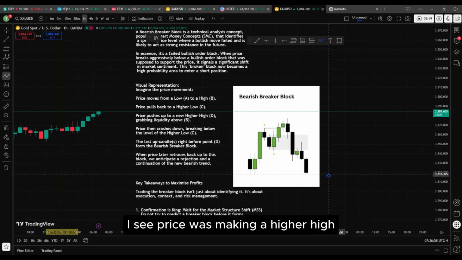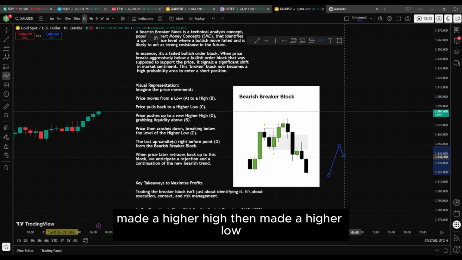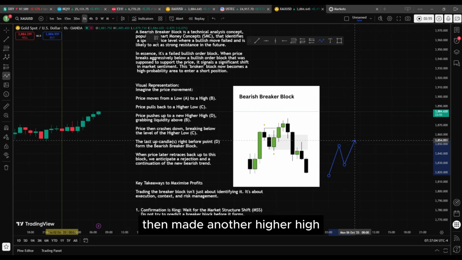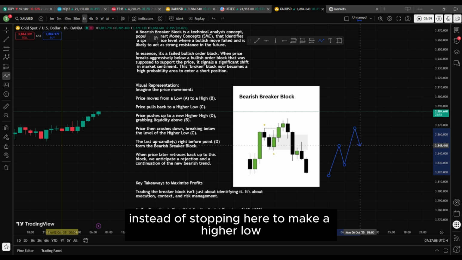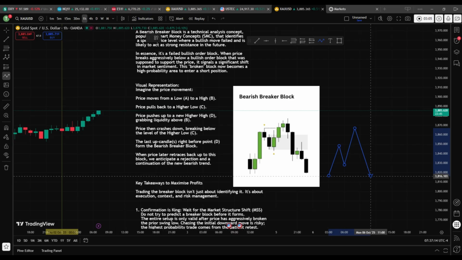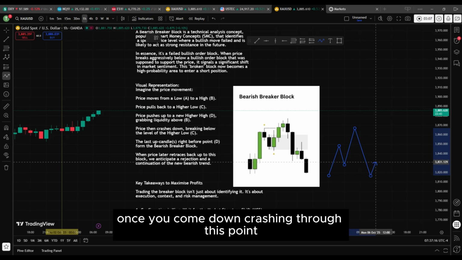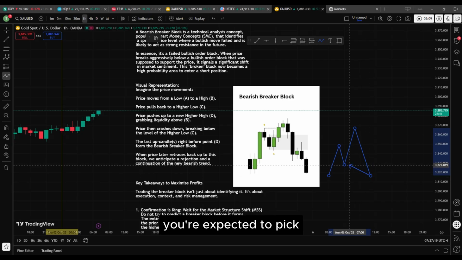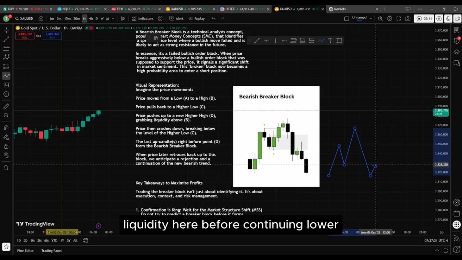I see price was making a higher high, then made a higher low, then made another higher high. Instead of making a higher low before it came down, it crashed through this point. Once it comes down, crashing through this point, you expect it to pick up liquidity here before continuing lower.